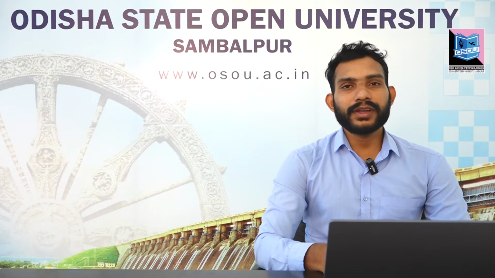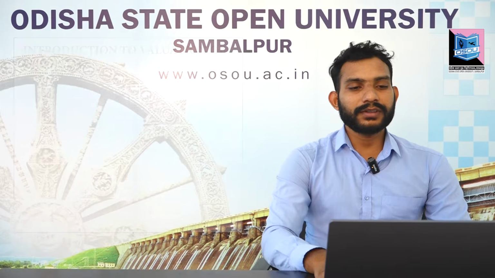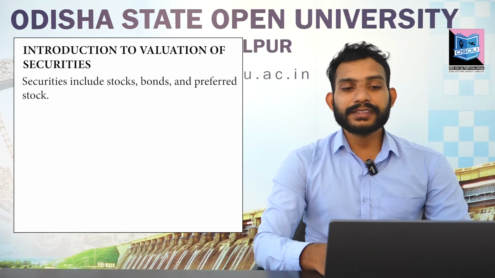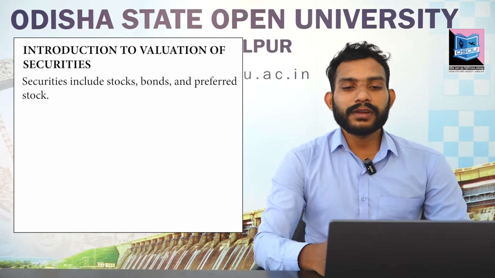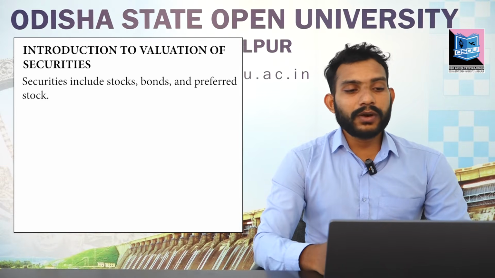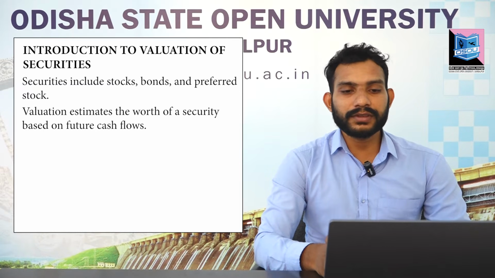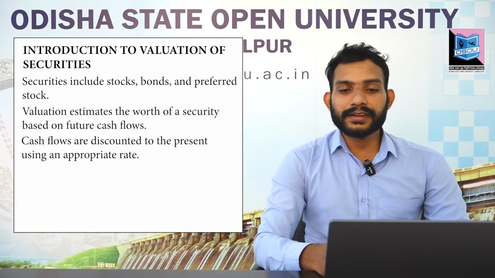So today we are going to start our fourth unit of financial management, that is valuation of securities. Moving on, securities are financial instruments that you can invest in, like stocks, bonds, preferred stocks. Each type represents a way to either own a part of a company or lend to one. Now the key idea here is valuation, which means figuring out how much a security is actually worth. And we do this by looking at the future cash flows it will generate.